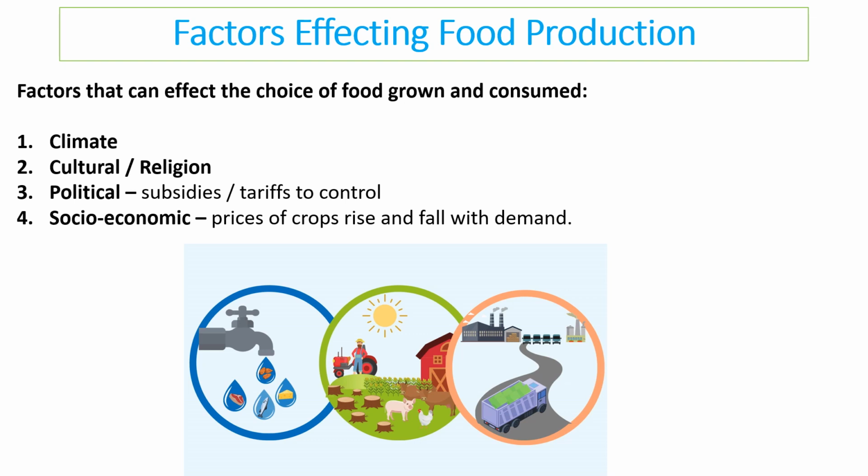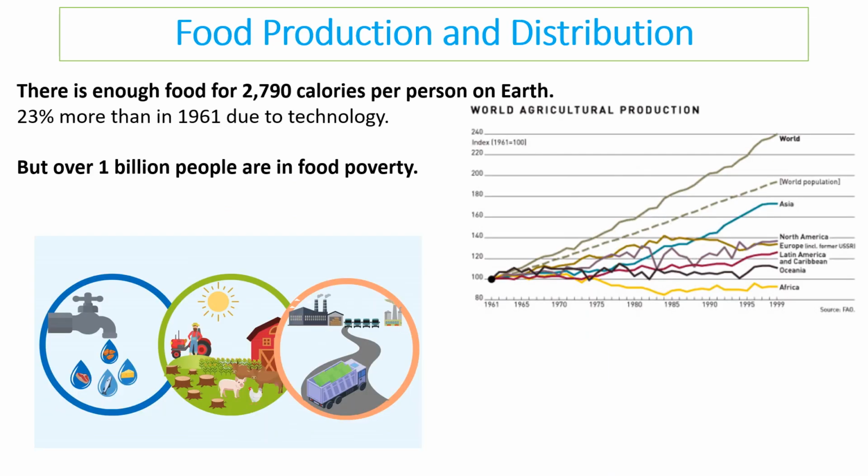Political reasons can happen, so some governments will give subsidies to grow certain crops, some might put tariffs on to grow other crops to direct the farmers to grow certain things. And there might be socio-economic reasons, so food prices will rise and fall with demand, and that can affect what farmers choose to grow. With food production, then, we should have enough food for every person on Earth, and they estimate that we currently could feed everyone with that many calories, where 2,000 is the average calorie need for a man.